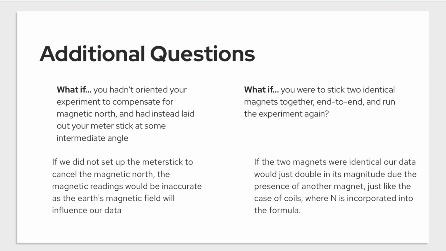Addressing our additional questions: what if you hadn't oriented your experiment to compensate for the magnetic north? If we didn't set up the meter stick to cancel out the magnetic north, the readings would have been inaccurate, as the Earth's magnetic field would influence our data. What if we were to stick two identical magnets together end to end and run the experiment again? If the two magnets were identical, our data would just double in magnitude due to the presence of another magnet, just like the case with coils where N is incorporated into the formula.